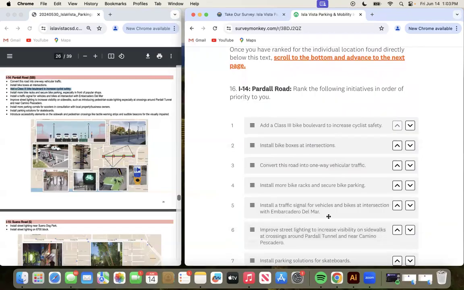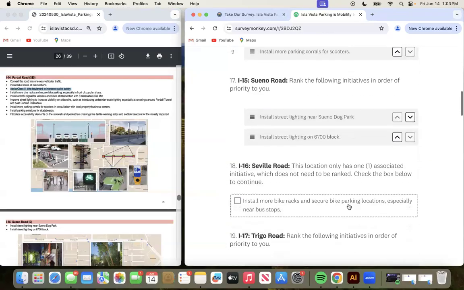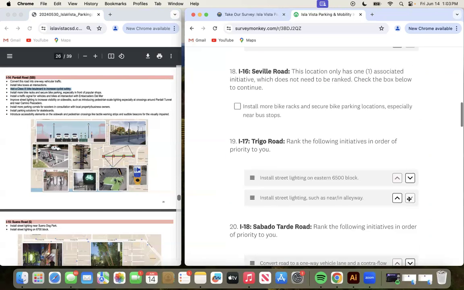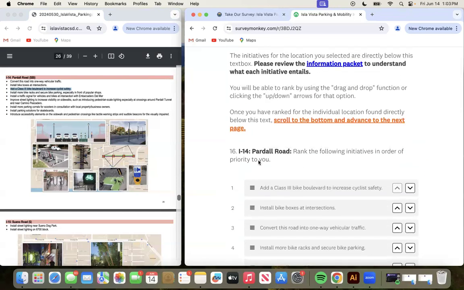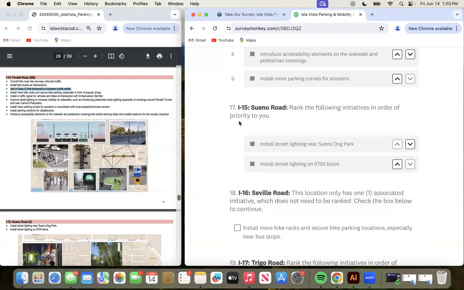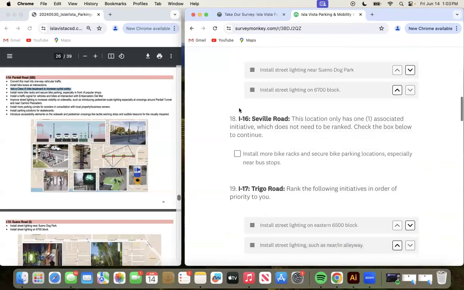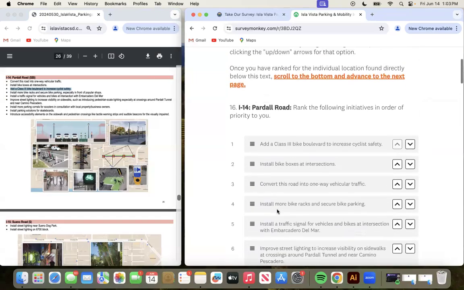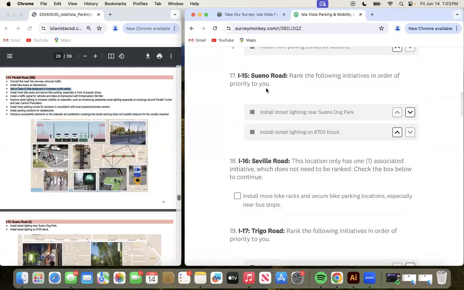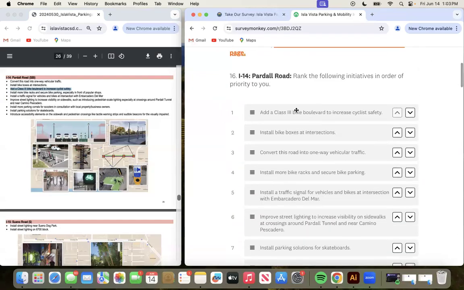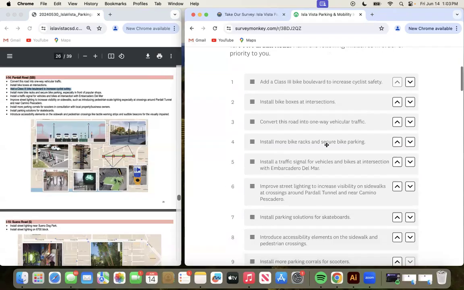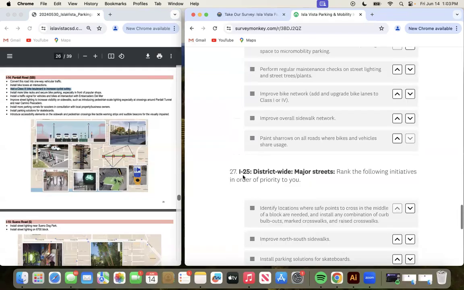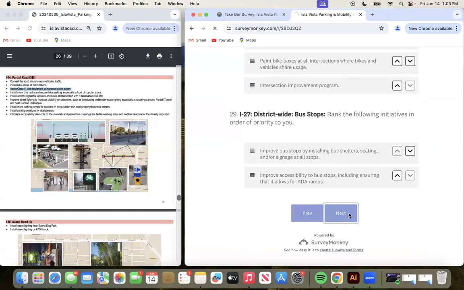So we've ranked the initiatives for Pardall Road. You are not going to rank the initiatives listed below. This was just an interface issue that we ran into with SurveyMonkey, where once it selects I-14, it shows you the sequential locations afterward. Since you did not pick these locations earlier, you are not going to go ahead and keep answering. Maybe you did pick Sueño as one, but don't go ahead and answer it here. You're just going to answer the first question on this section, and then you're going to scroll to the bottom. It'll all make sense soon.